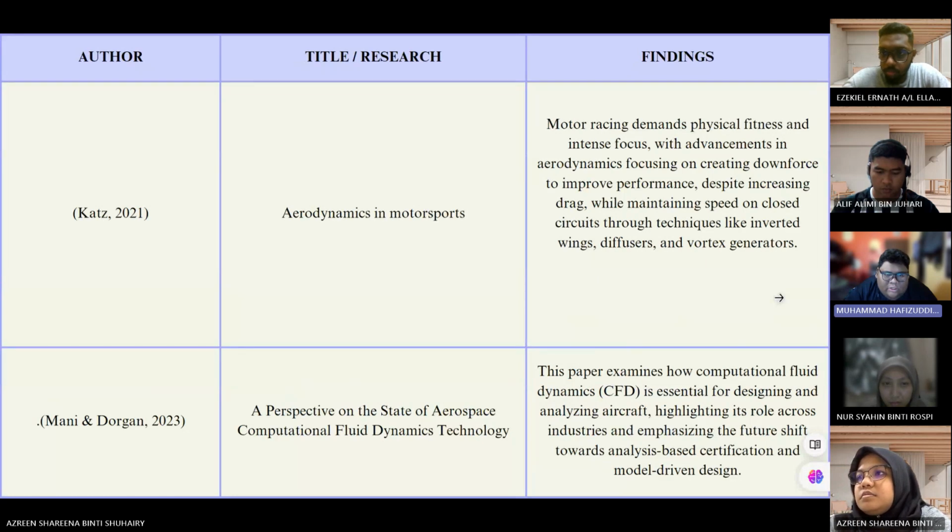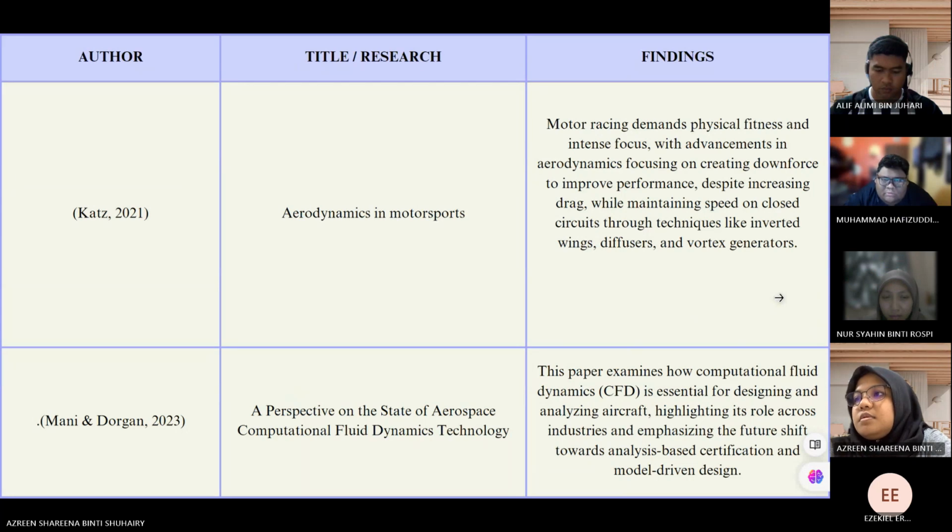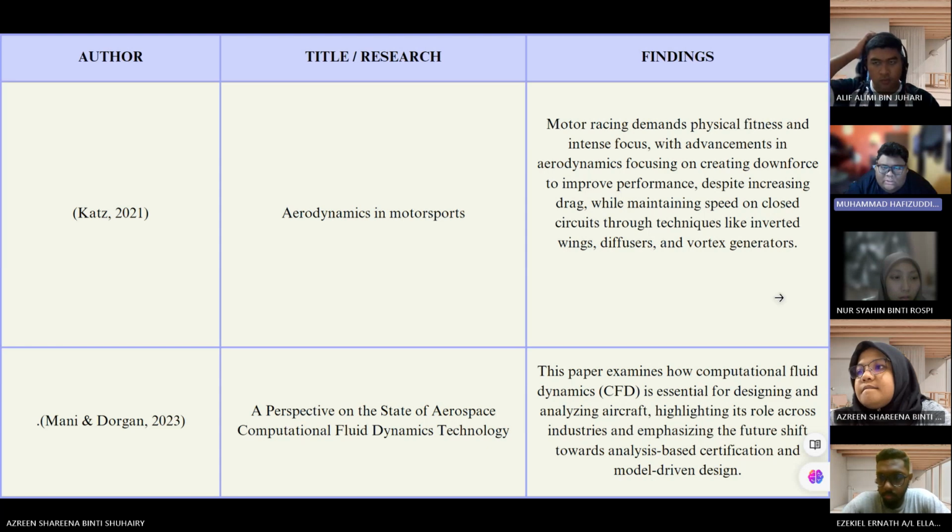Okay, the third one is Cats 2021. The title is about aerodynamics in motorsport. The finding is that motor racing demands physical fitness and intense focus, with investment in aerodynamics focusing on creating downforce to improve performance, despite increasing drag, while maintaining speed on closed circuits through techniques like inverted wings, diffusers, and generators.